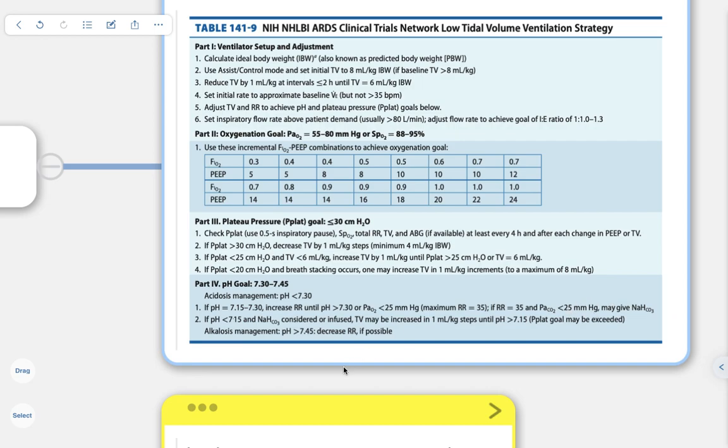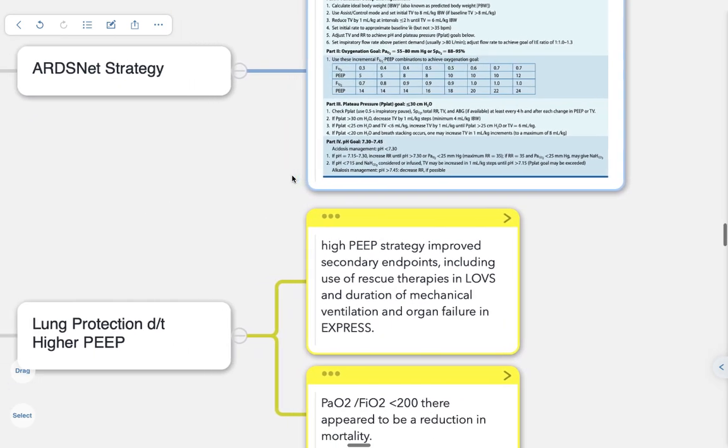If the pH is less than 7.15 and bicarbonate is considered or infused, the tidal volume may be increased in 1 mL per kg steps until a pH of more than 7.15 is achieved. In cases of alkalosis management, for a pH of more than 7.45, you need to decrease the respiratory rate if possible. So, this is the central strategy that we should always keep in mind.